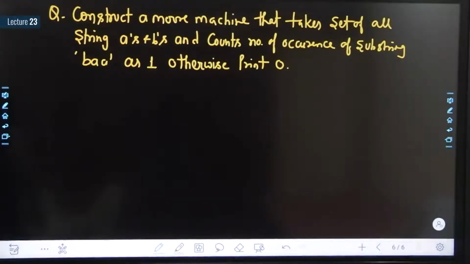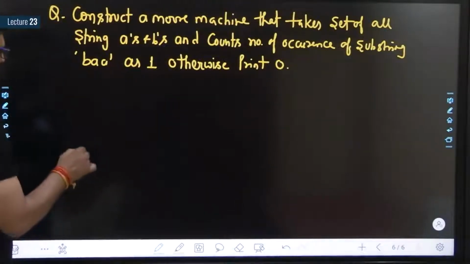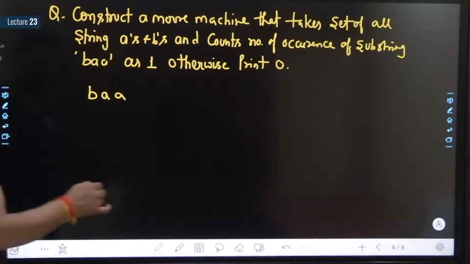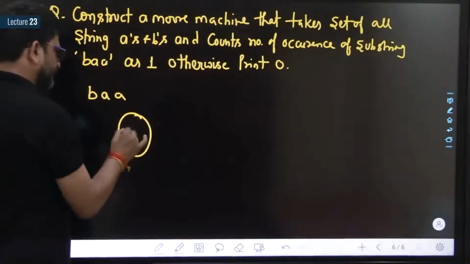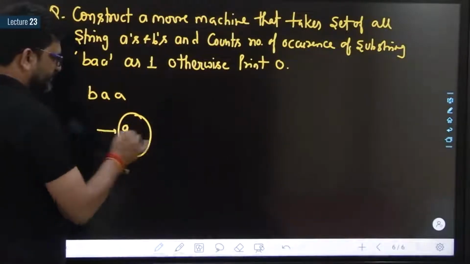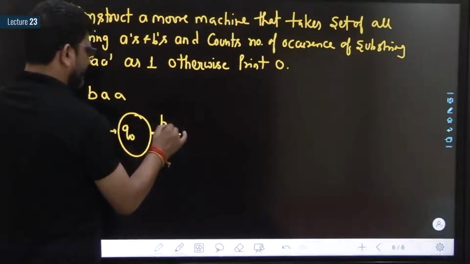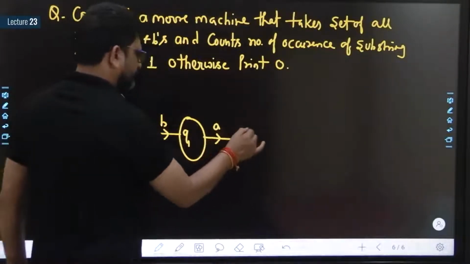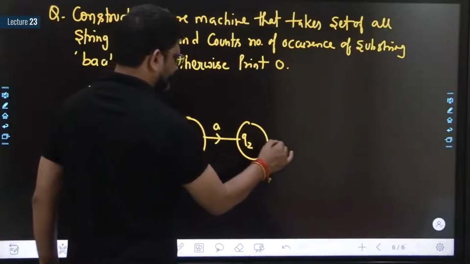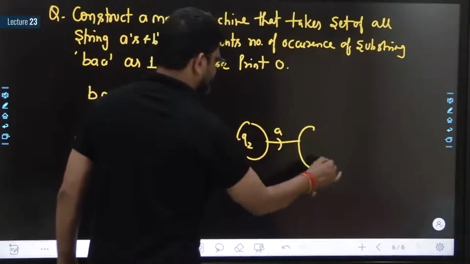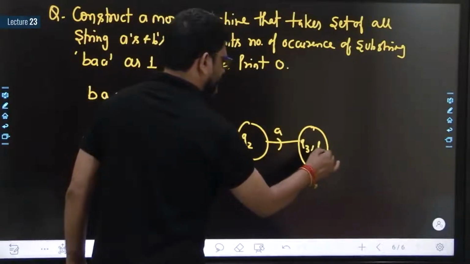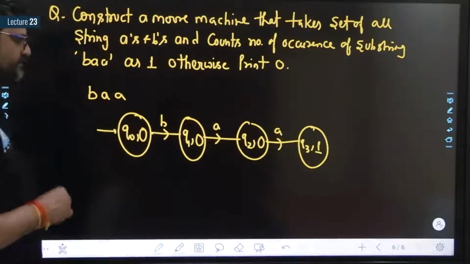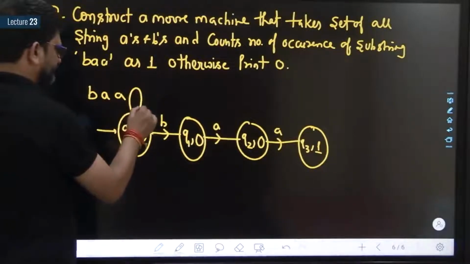Have you done? No. See, whenever BAA comes, it prints 1. Q0 is the initial state. Read B goes to Q1. Read A goes to next state Q2. Read A goes to next state Q3. Then it prints 1. Otherwise print 0. Now make this a DFA.